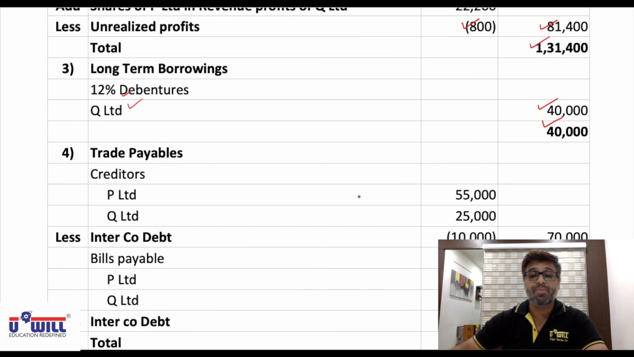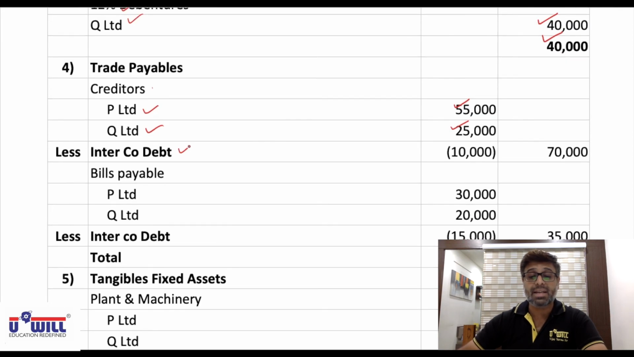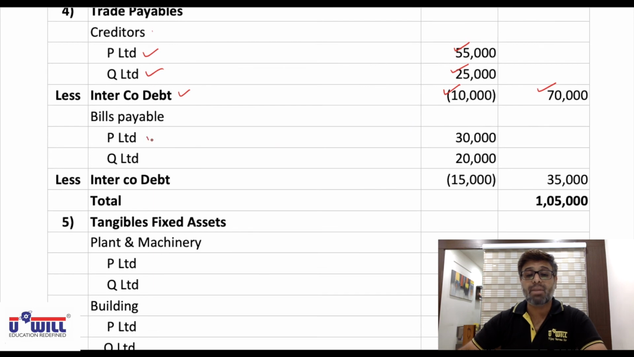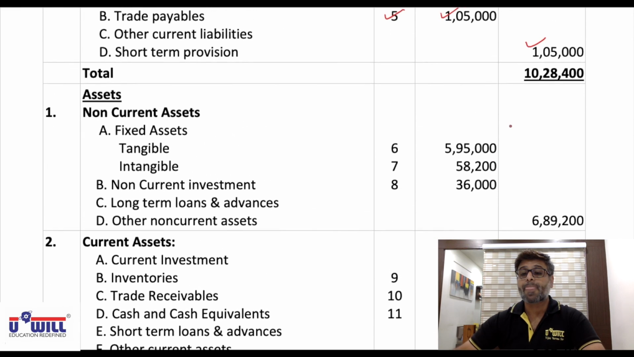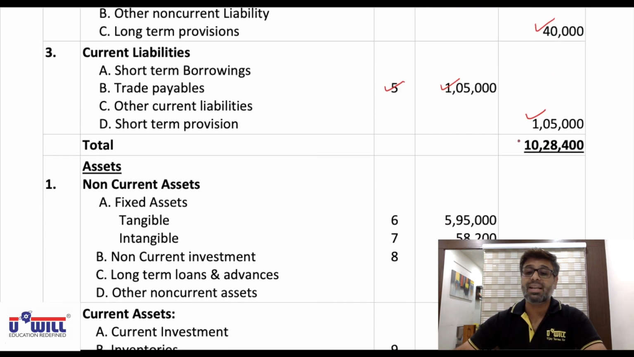Now look at note 5. In that, creditors of P Limited are 55,000, Q Limited are 25,000, and you will minus the intercompany adjustment of 10,000, so 70,000. In the same way, bills payable of P Limited are 30,000, Q Limited are 20,000, and you will minus the intercompany adjustment of 15,000, so 35,000. And 70 and 35 is 1,05,000. Total amount of the balance sheet: 7,81,400 plus 1,02,000 plus 40,000 plus 1,05,000, 10,28,400.